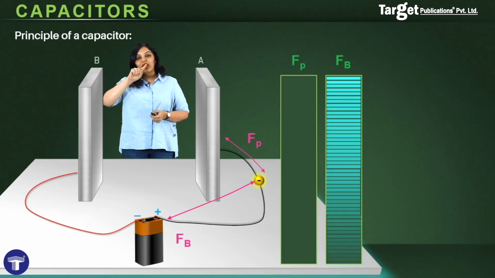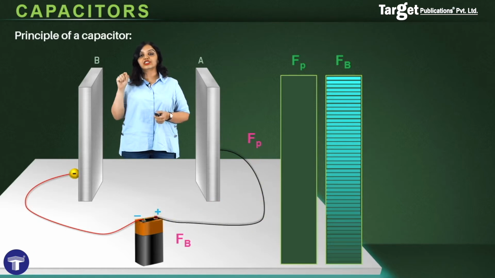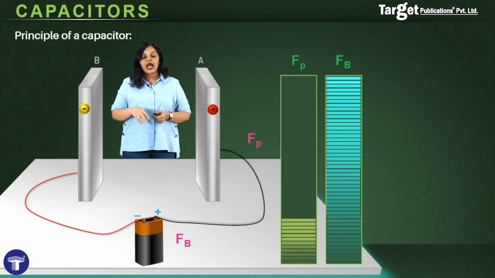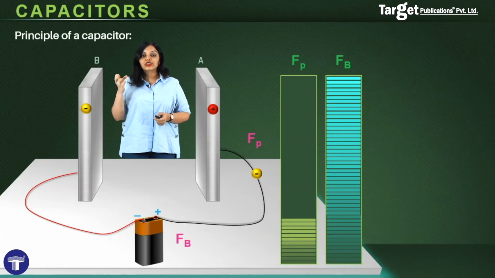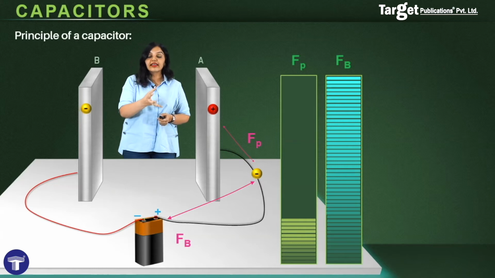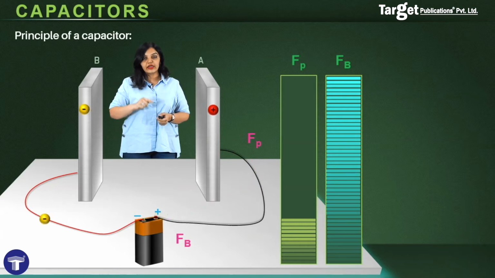However, once this electron goes into the battery, there will be a positive charge induced on plate A. Because of this positive charge, the next electron that is trying to come out will experience some attractive force due to the positive charge on plate A. This next electron will have some force Fp attracting it towards the plate and the force Fb attracting it towards the battery, and as you can see, the force of the battery is still greater and therefore it will go into the battery.